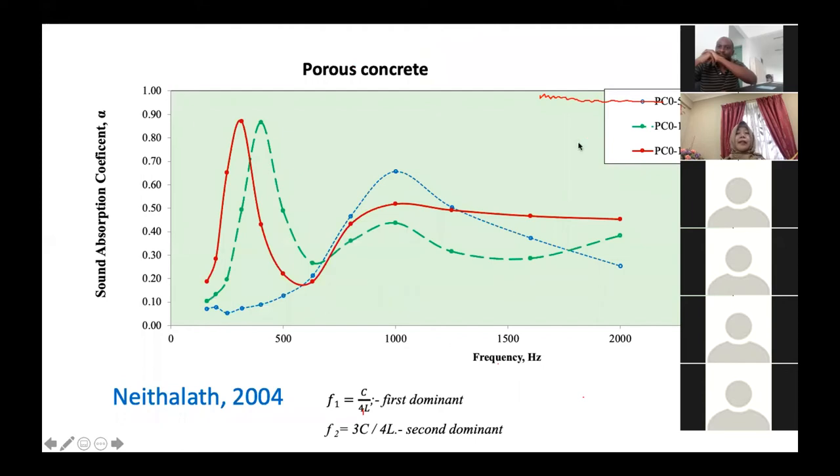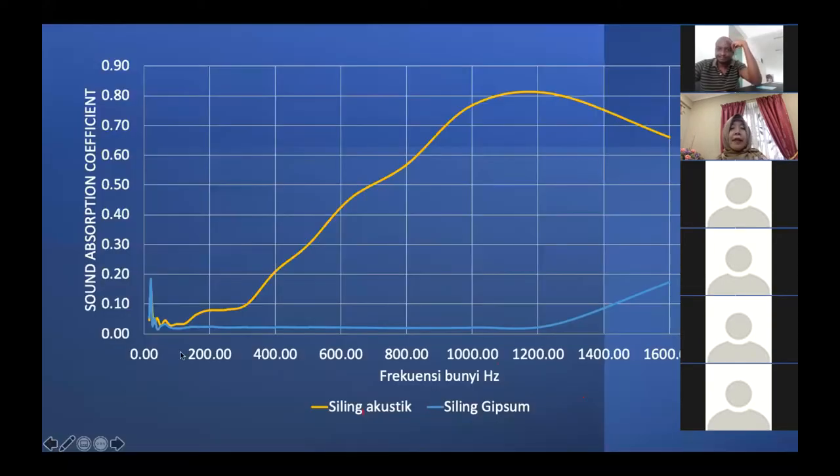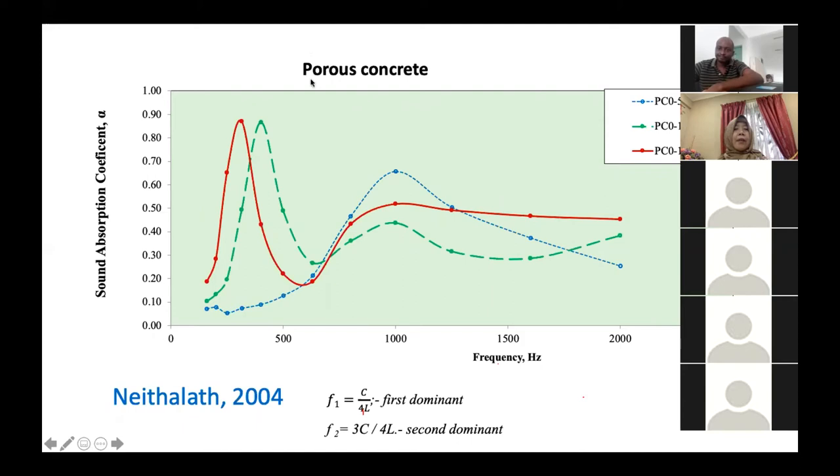This is another curve. What is the difference between this curve and the previous curve? You can see that this material has a dominant, a curve here. We call it the dominant frequency. And this is the porous concrete, from a Zanaria sample. For the concrete, we have more than one dominant.